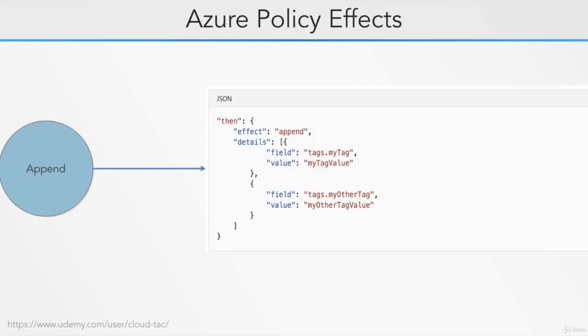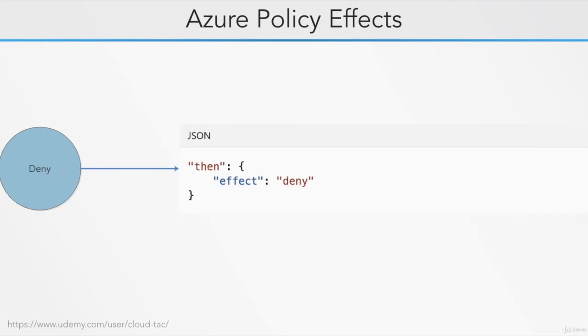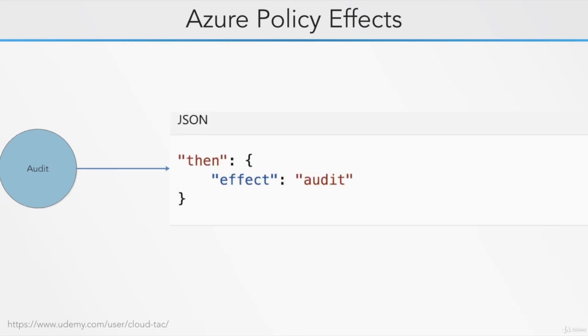The append effect is used to add additional fields to the requested resource during creation or update. A common example is adding tags on resources such as cost center or specifying allowed IPs for a storage resource. The deny effect is used to prevent a resource request that doesn't match defined standards through a policy definition. The deny effect fails the request. The audit effect is used to create a warning event in the activity log when evaluating a non-compliant resource, but it doesn't stop the request.